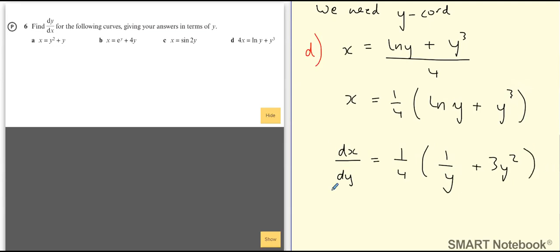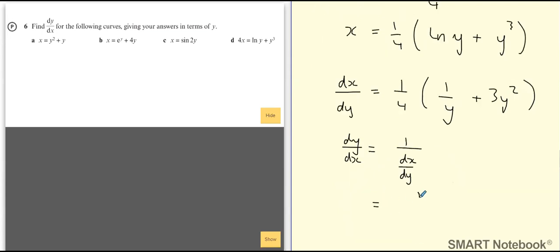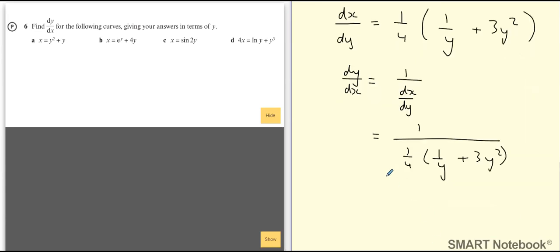But this is dx by dy. So then I will need to turn this into dy by dx. And the chain rule for that is 1 over dx by dy. And so I get 1 over a quarter 1 over y plus 3y squared. And so 1 divided by a quarter, I can take the 4 up there, say 1 over y plus 3y squared.